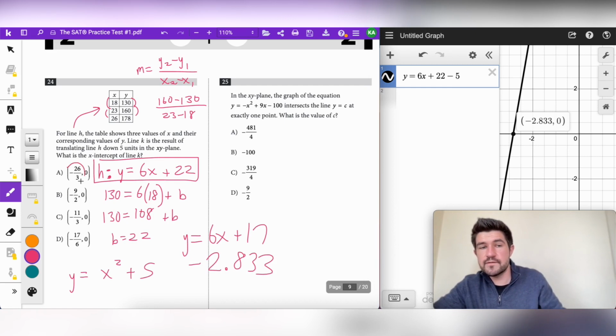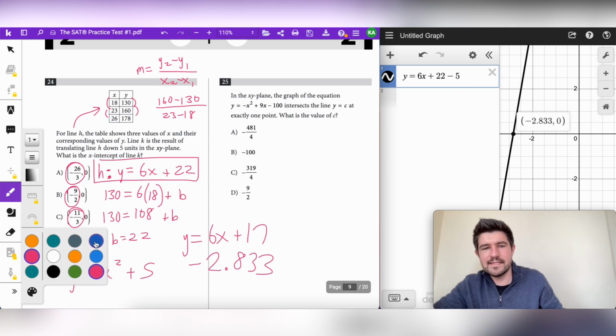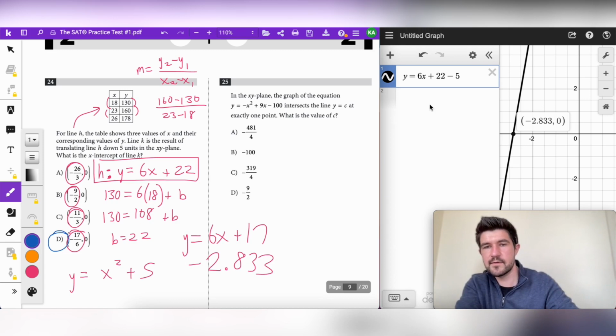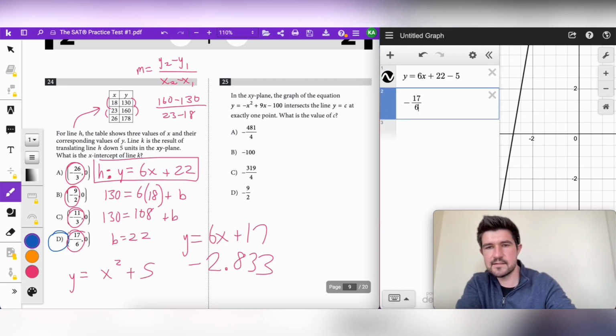The question is, which of these numbers corresponds to that? And it looks like if you do these in the calculator, yeah, the answer must be D. So why is it D? Well, D is the only one that's even in the 2's. It's negative 2.8. 6 goes into 17 twice with a little bit left over. Of course, we can type this number, negative 17 over 6, into Desmos, and sure enough, there it is. It matches with that number we just saw for the intercept. So that would be the answer.